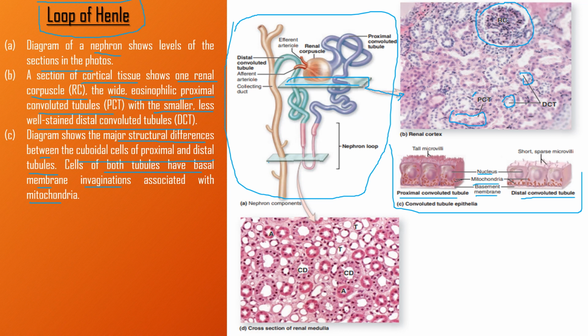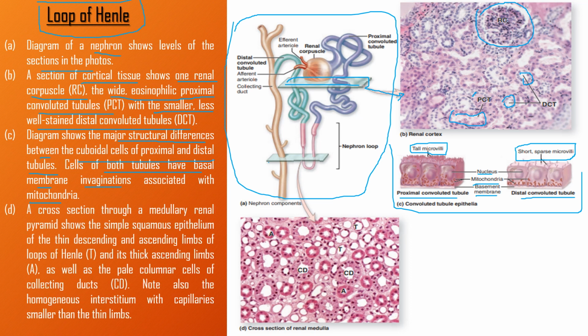But the only difference is that the proximal convoluted tubule has tall microvilli, which gives it a filled appearance, and the distal convoluted tubule has short, sparse microvilli. They are short, that's why it appears empty.